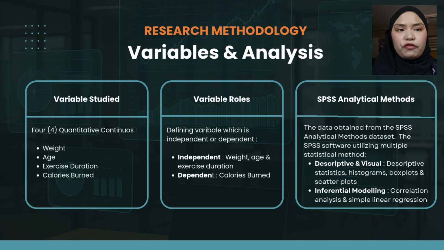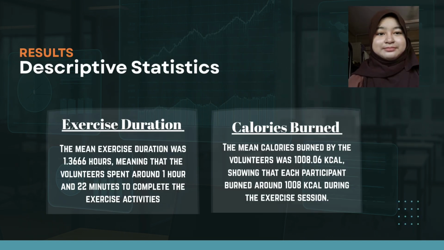The SPSS software utilizes multiple statistical methods: descriptive and visual, and inference and modeling. Descriptive and visual includes descriptive statistics, histogram, box plot, and scatter plots. For inferential modeling, we have correlation analysis and simple linear regression.